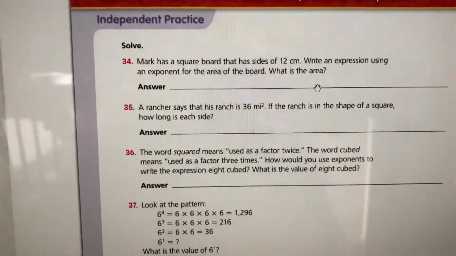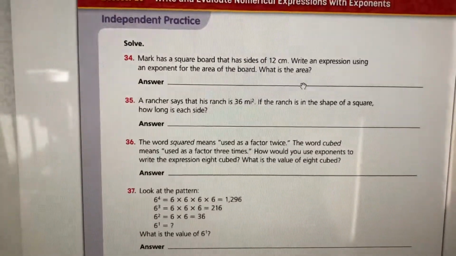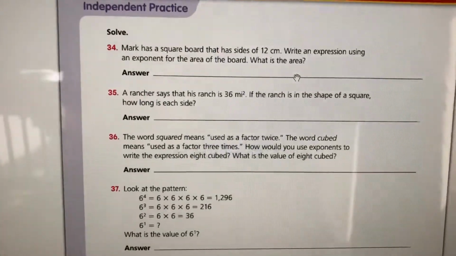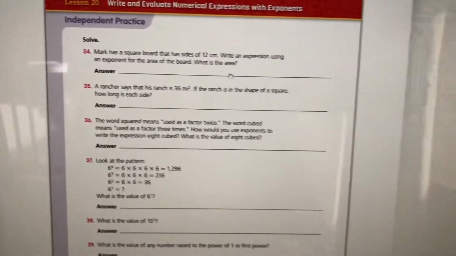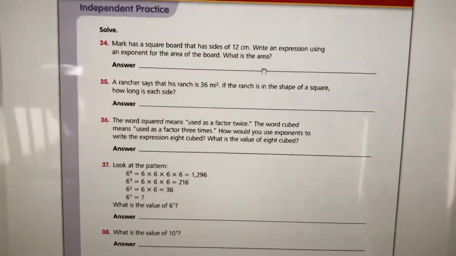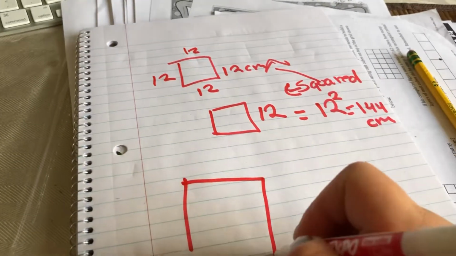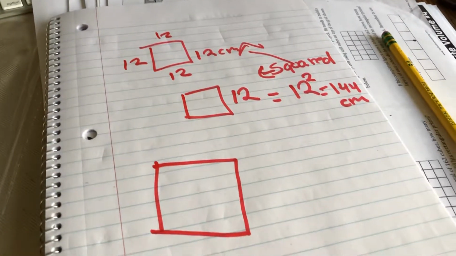Okay? Now, the same logic that we use here, you have to apply it to the rancher that says his ranch is 36 miles, can make up 36 mi squared. If the ranch is the shape of a square, okay, again, the ranch, shape of a square again. I'm sorry, my square is not proportional.